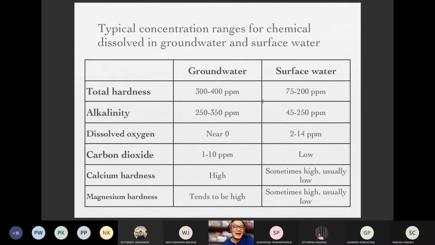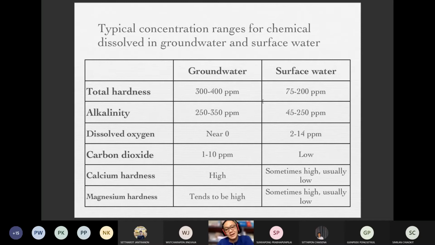For acidity, it's opposite. Acidity is the base neutralization capacity. The higher the acidity, the higher the base neutralization capacity. Okay, so you see the ranges of the values are not the same. For groundwater, hardness is very high compared to surface water. It's similar for alkalinity: groundwater is a little bit higher compared to surface water.